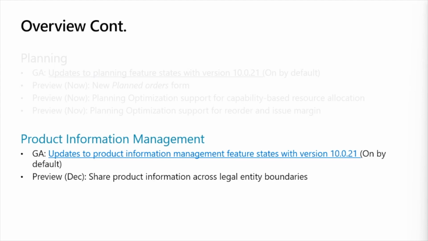Another exciting and often requested feature that we hear about in this space that is coming and is in preview is the cross-company data sharing for released products. So this is set to GA this December. This is the cross-company data sharing that lets you share released product data amongst some or all of your legal entities. So this enables you to manage just the one product record and then release it and share it with any specified legal entities that you need to.